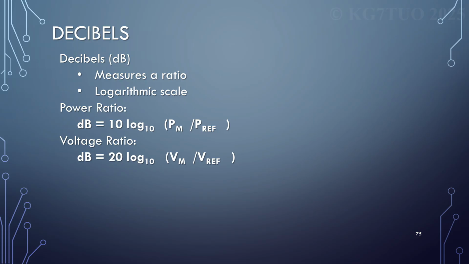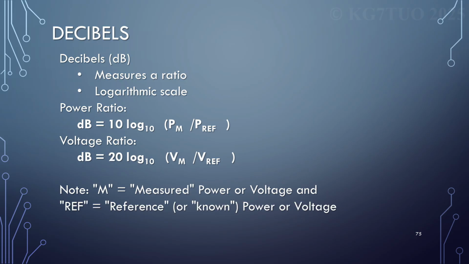So this math is horribly complicated in school because you have to do it to significant digits. But guess what? We don't have to. Don't let it ruin your day. One five-finger calculator, that's all you need. Maybe two if you have an amplifier. The M is for measured power or voltage, and ref is the reference or known power or voltage.